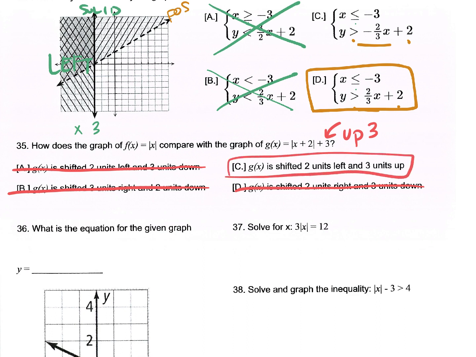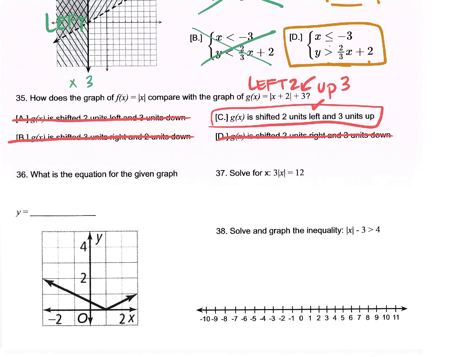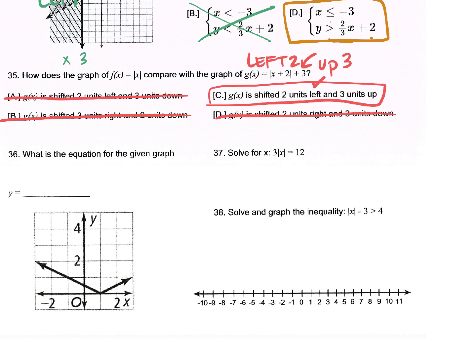If you weren't sure, you could always double check that by looking at the number on the inside. The inside number, even though it says positive 2, you're actually going to go to the left 2 units, and that's what this tells us. So anytime you have grouping symbols, you're going to do the opposite of what the sign says. So question number 36, we're going to use that same principle.